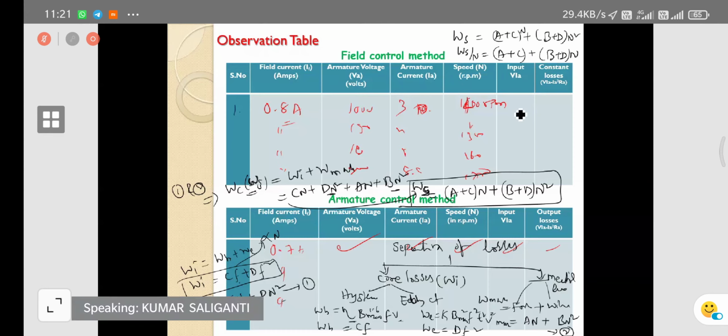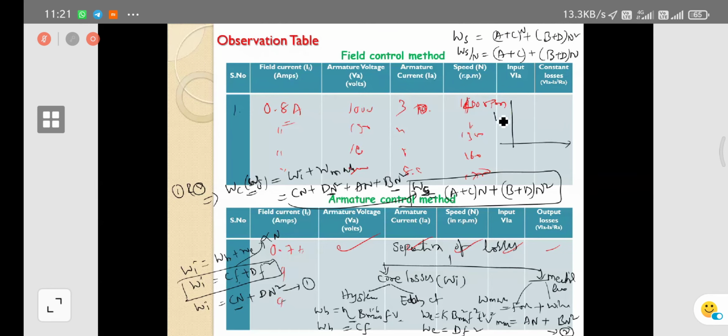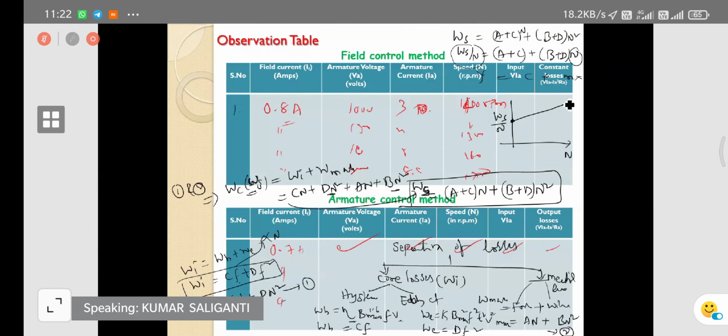If you draw the graph of Ws by n with respect to speed, it is like y equals mx plus c. A plus C is the intercept of this graph, and B plus D is the slope of the curve. This is at rated field current.